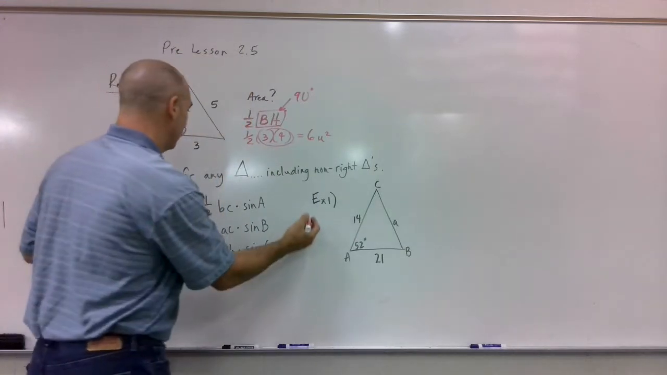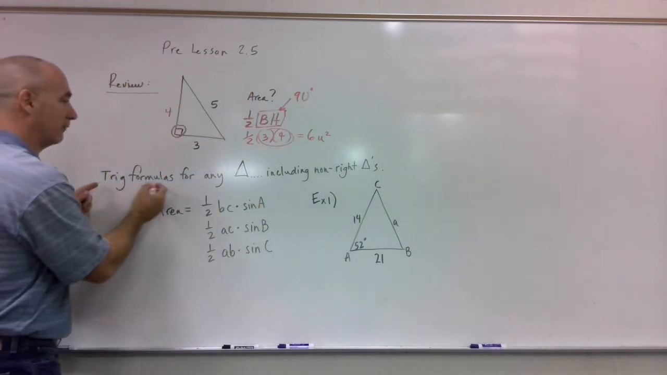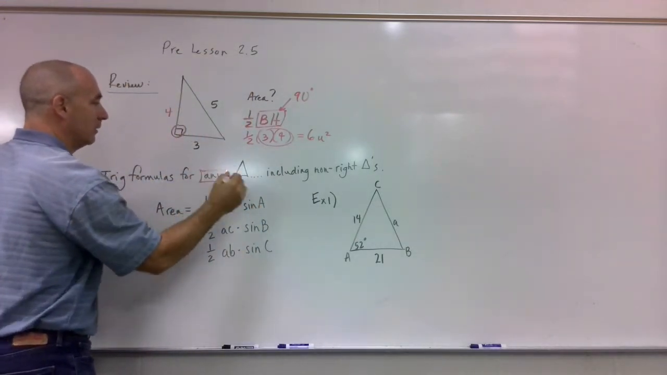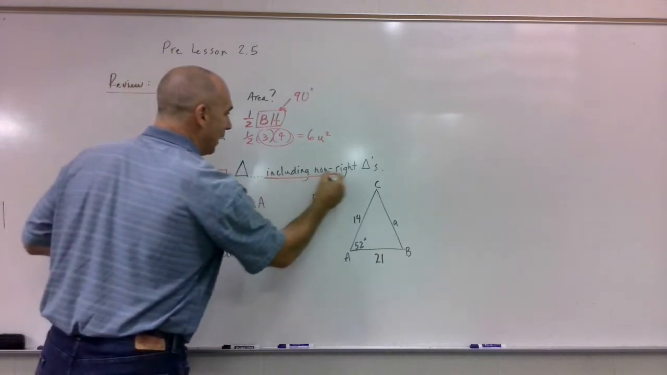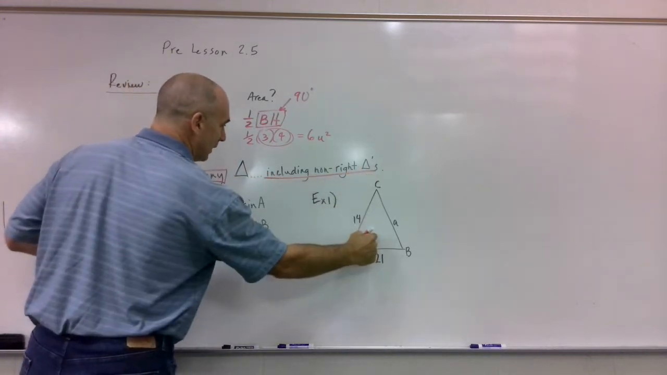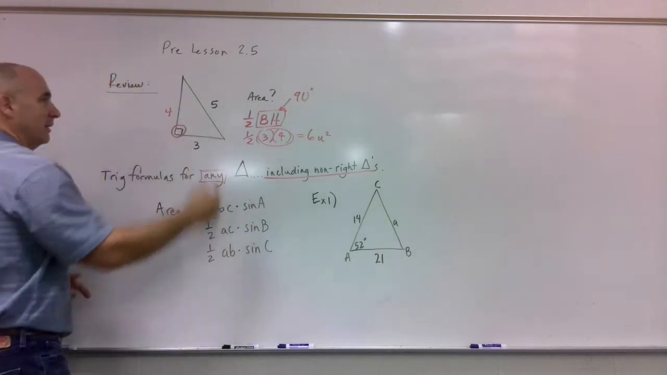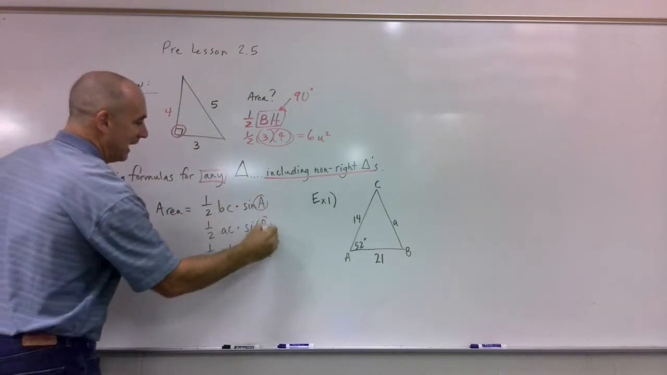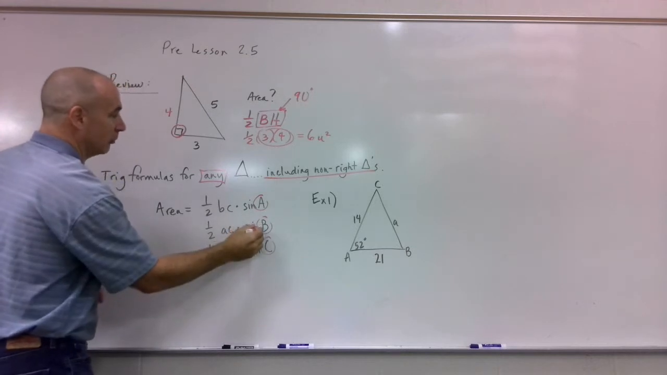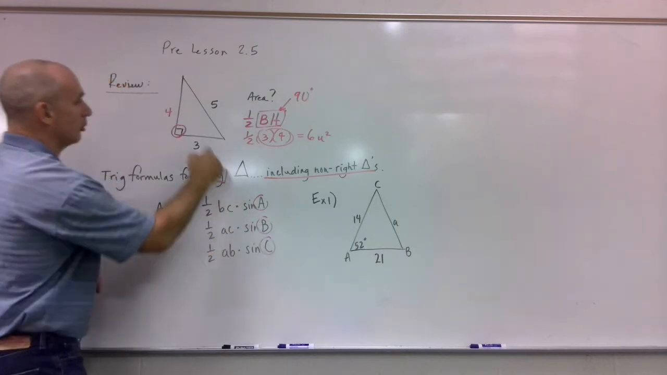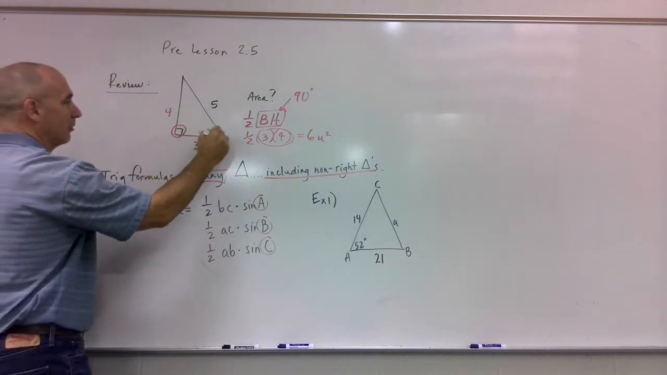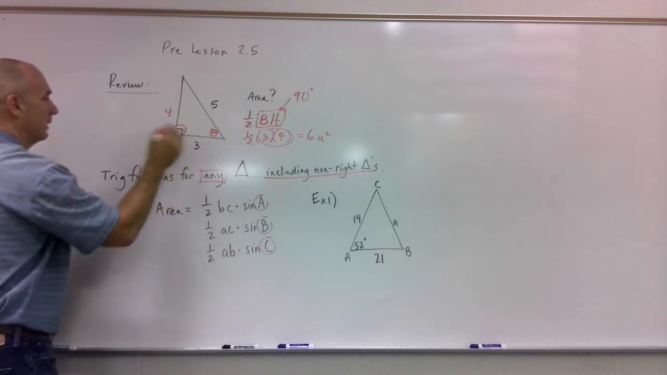And we have this right here. Trig formulas for any triangle, including non-right triangles. Yes, these formulas will work for this right triangle, but as you can see, you need to have an angle before you could use these formulas. Could we find an angle here? Absolutely. We could go, all right, there it is.